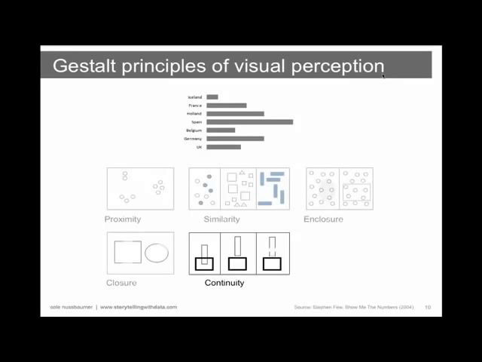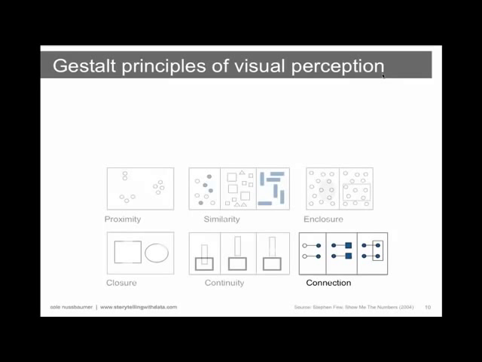The final principle is connection. We perceive objects that are connected as part of the same group, and connection exercises greater power over our visual perception than proximity or similarity, but typically less than enclosure. And one of the ways we can use a connective property is in line graphs.